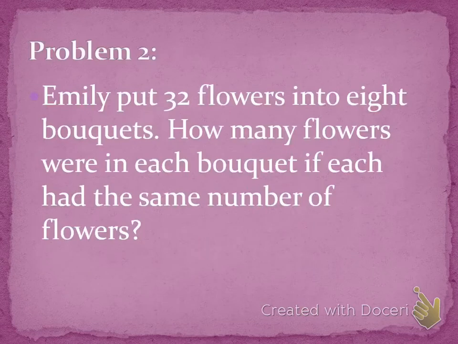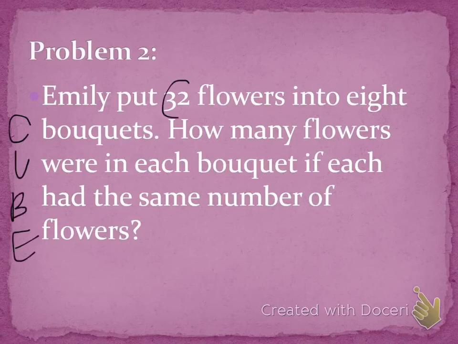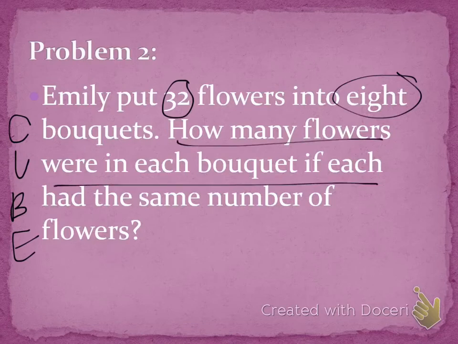The next problem I want you to try is this one. Go ahead and write it down in your notes as well. Emily puts 32 flowers into 8 bouquets. How many flowers were in each bouquet if each had the same number of flowers? Okay, just like we always want to, we want to make sure we cube it. So she puts 32 flowers into 8 bouquets. Underlining my question, how many flowers were in each bouquet if they had the same number of flowers?